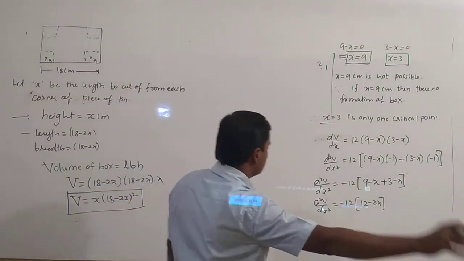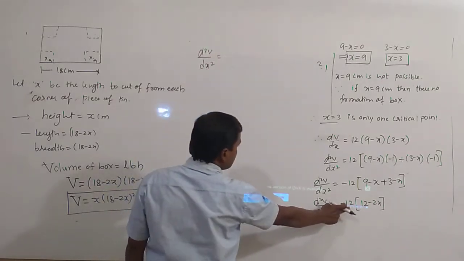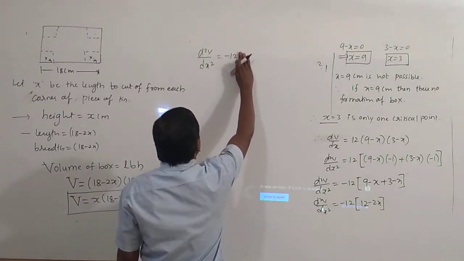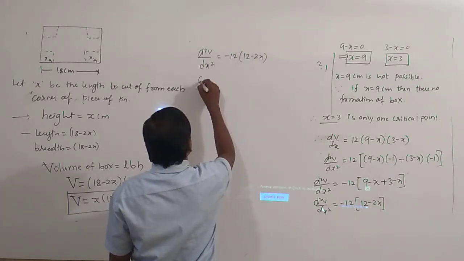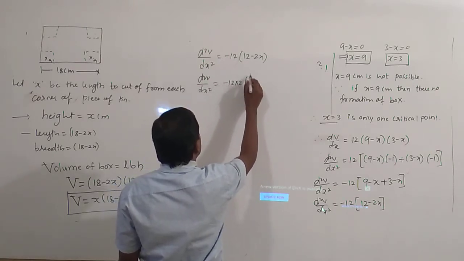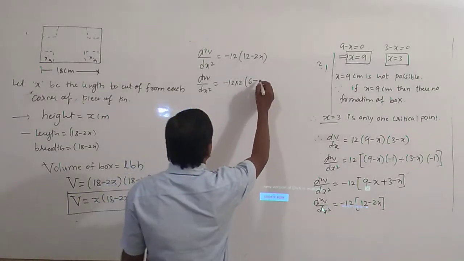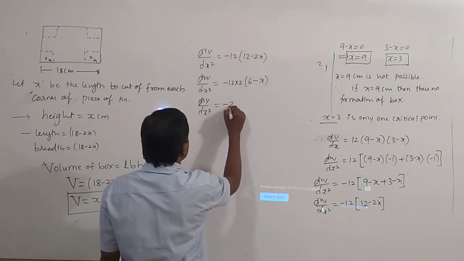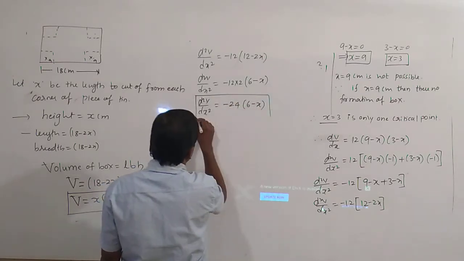Okay, right. So here d square V by dx square is equal to minus 12 into the bracket, how much? 12 minus 2x. Right. So what common factor should we take out here? Take 2 outside, so 2 into, what is the remaining? 6 minus x. So d square V by dx square is equal to minus 24 into (6 minus x). So here we got the second derivative like this.